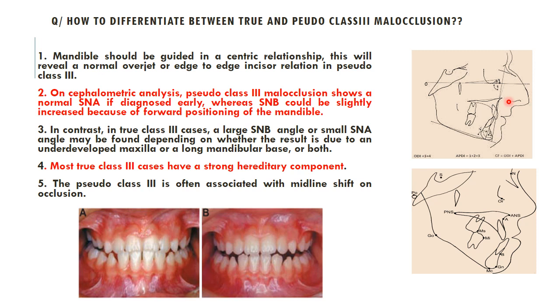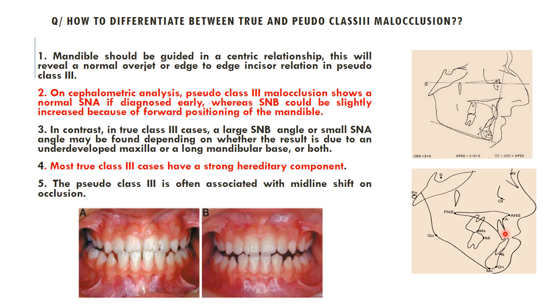In contrast, if the patient has a true Class III case, from the beginning we can see that he has a large SNB angle and a small SNA angle, or both of them. And it really depends on whether the Class III malocclusion is the result of underdevelopment of the maxilla or of a large mandible, a long mandibular base, or both of them.